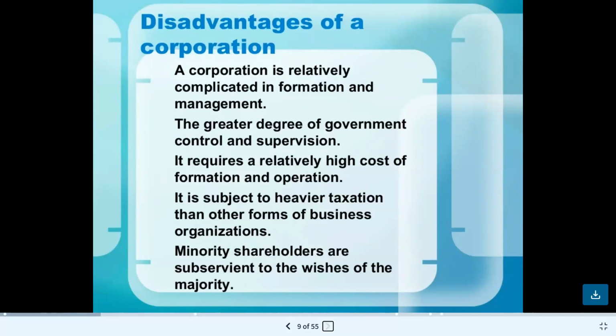How about the disadvantages? On the disadvantages of forming a corporation, basically, a corporation is complicated to form as well as to manage. And you will have a greater degree of government control and supervision. As to its creation, it requires a relatively high cost of formation and operation. It is subject to heavier taxation than other forms of business organization. I think the tax rate is between 30 to 35% if you're a corporation. And minority shareholders are subservient to the wishes of the majority. Minority meaning the shares of less than 51%. So you will be considered as the minority.